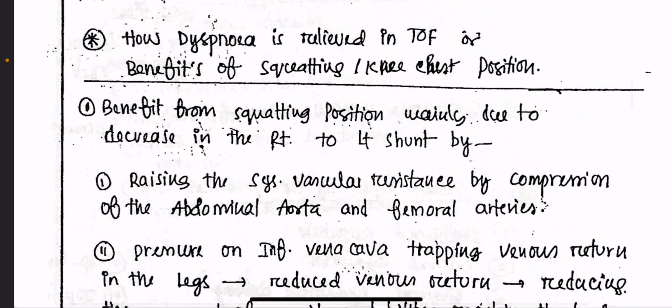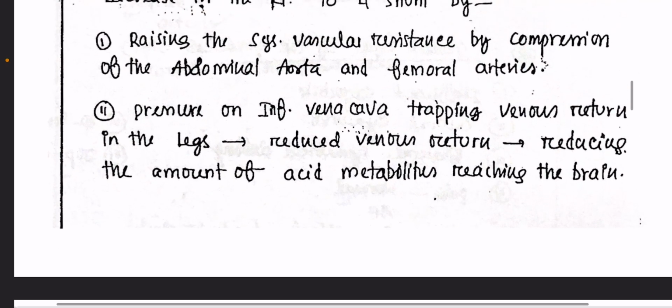Now, how dyspnea is relieved in TOF, or benefits of squatting or knee chest position. Benefit from squatting position is mainly due to decrease in the right to left shunt by raising the systemic vascular resistance by compression of the abdominal aorta and femoral arteries. Pressure on inferior vena cava traps venous return in the legs, reducing venous return and the amount of acid metabolites reaching the brain.